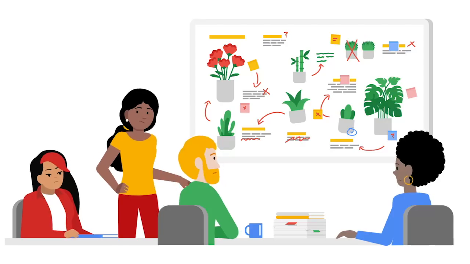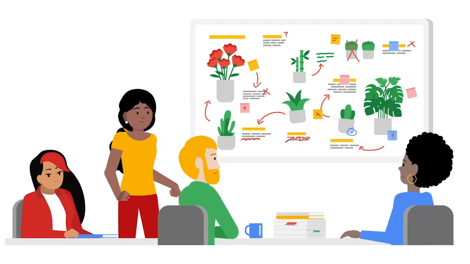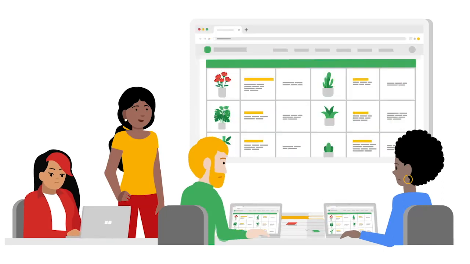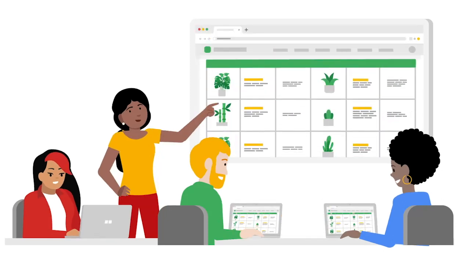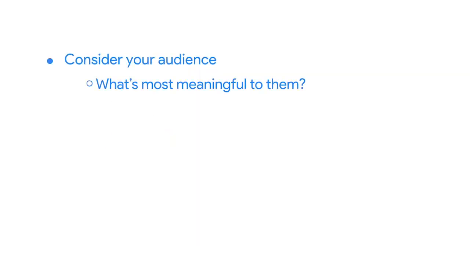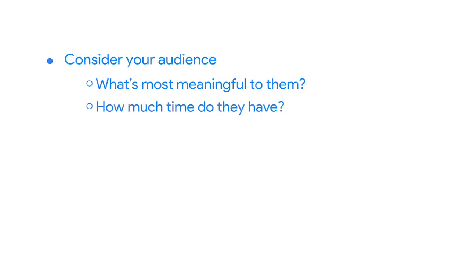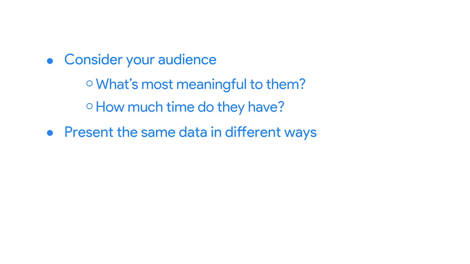There are different ways to present an evaluation, and you'll need to decide which style is best for your project and audience. Start out by considering your audience. Think about what's most meaningful to them, as well as how much time they have. If your audience is a mix of roles or groups, like team members, managers, stakeholders, and executives, consider the best way to share information with each group. In some cases, you'll need to present the same data in different ways. Different audiences have different reasons for wanting information.